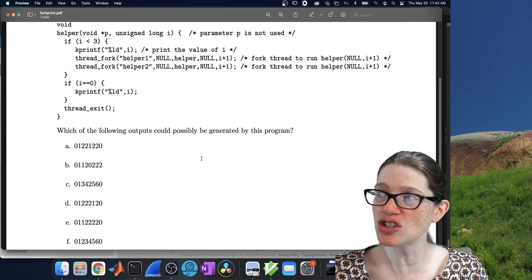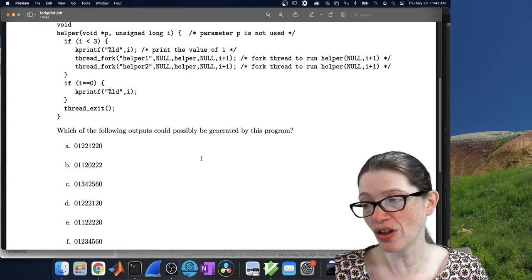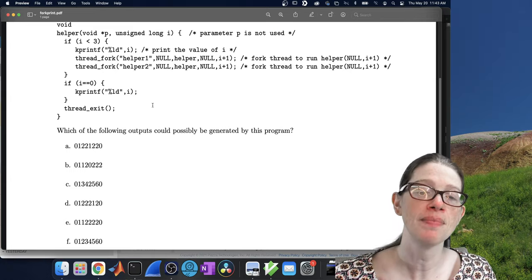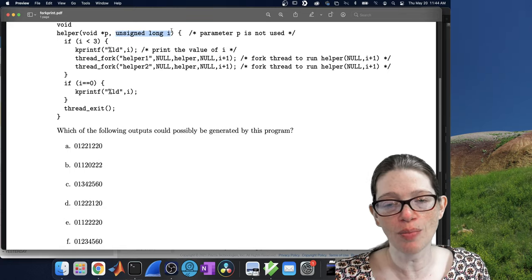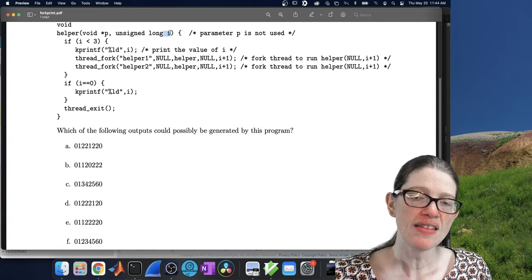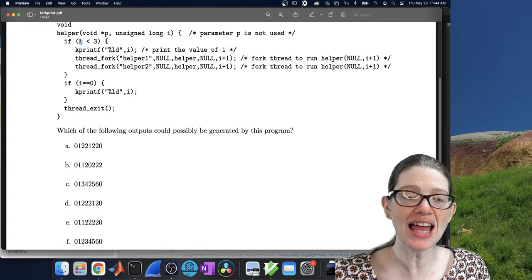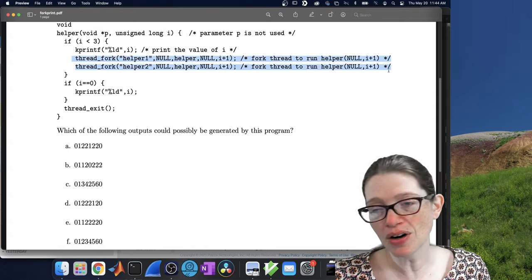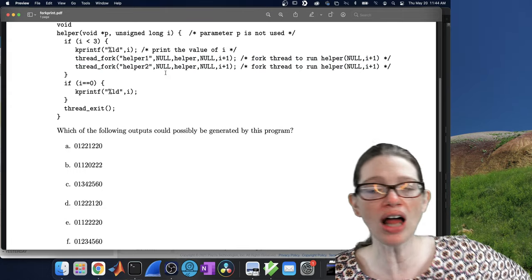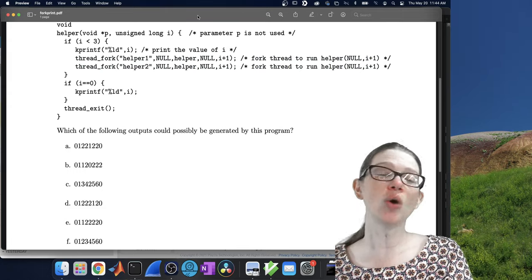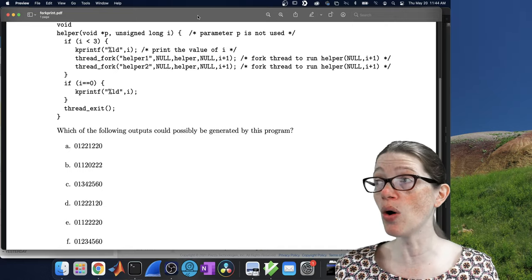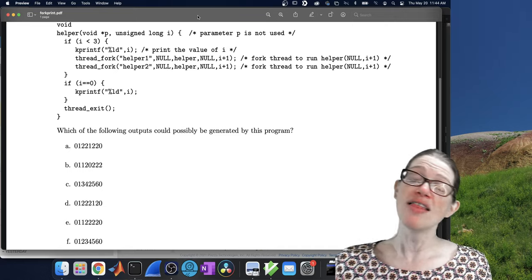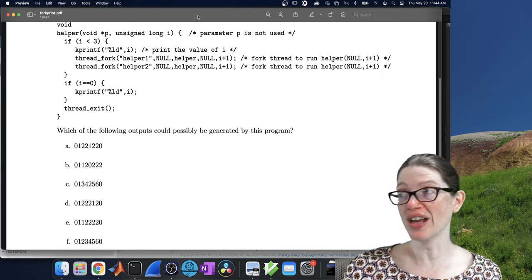Here's one observation I want to make before we look at this. The first thing you'll note is that the second parameter to the helper function, this i value: if i is less than 3, that's when we're going to fork. If i is not less than 3, so let's say i is equal to 3 or i is equal to 4, then we're not forking any new threads.